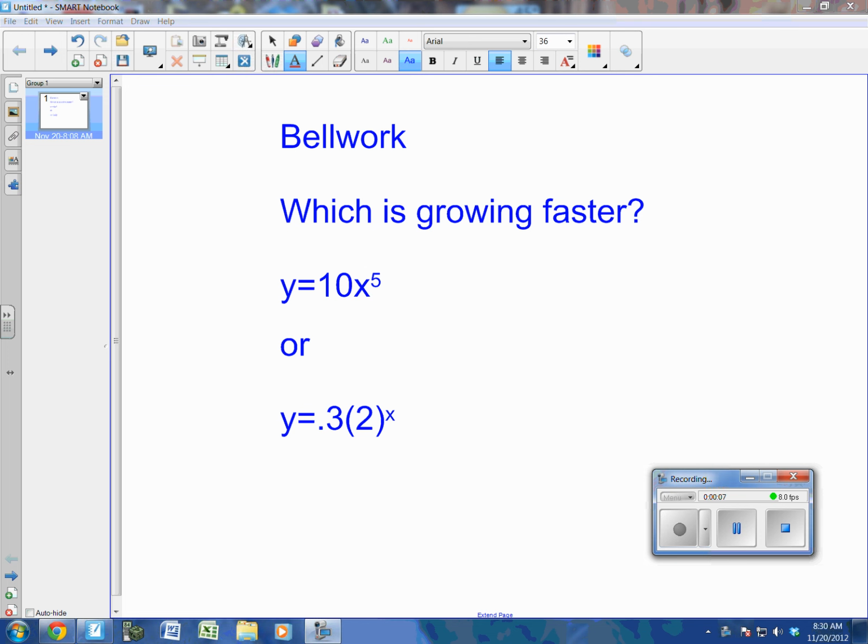Okay, you guys, we're going to talk about this question really quickly. You should know the answer to this without even graphing it. So is it the first one or second one? Okay, why is it the second one?